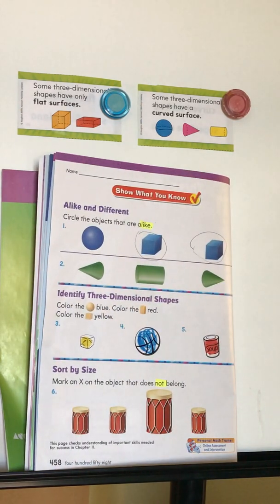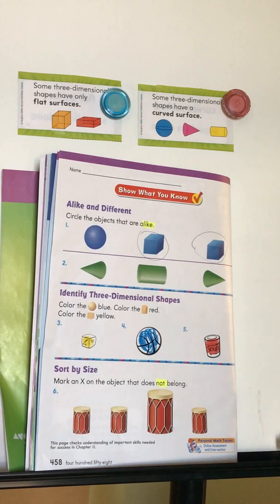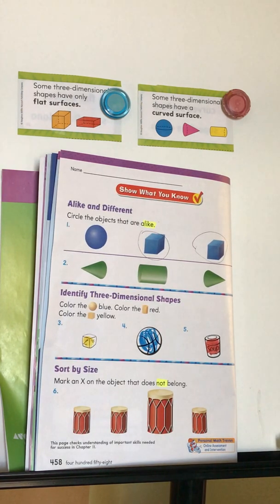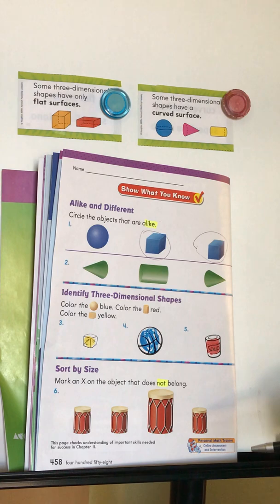Okay? All right. On the next part, we're going to mark an X on the object that does not belong. Okay, so that means that is not the same as the others. So we can see these are all cylinders, cylinder drums, but which one is not the same as the other? Put an X on it. So we're going to look at size on this one.